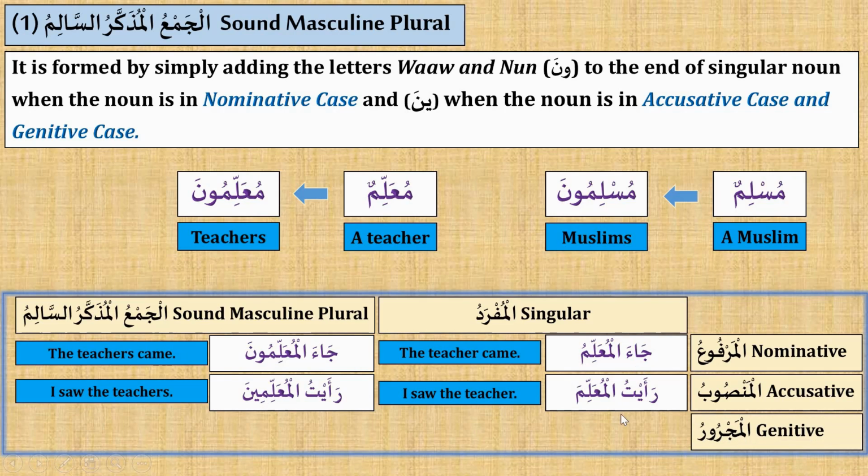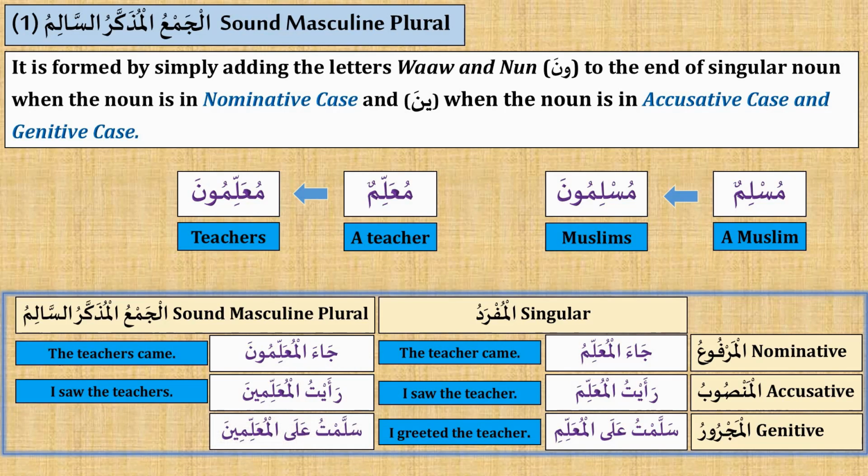The third case, al-majroor, genitive case. سلمت على المعلمة, I greeted the teacher. In this case, the plural also must be سلمت على المعلمين. رأيت المعلمين, سلمت على المعلمين, I greeted the teachers. In both cases, it must end with ya and noon, المعلمين.